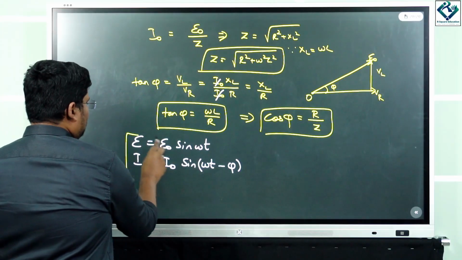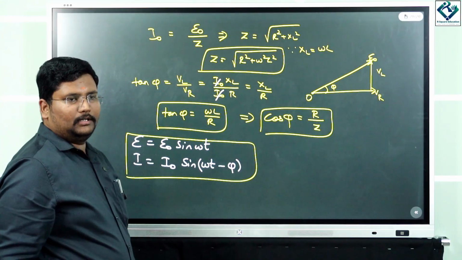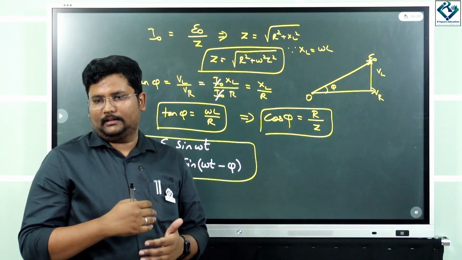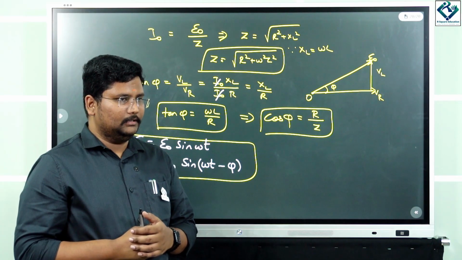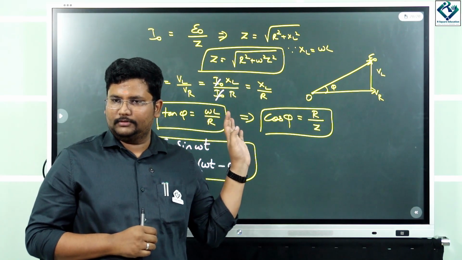So this is the derivation for the combination of RL in AC. Clear? Do you have any doubts with this? No? Shall we move on to the next one?